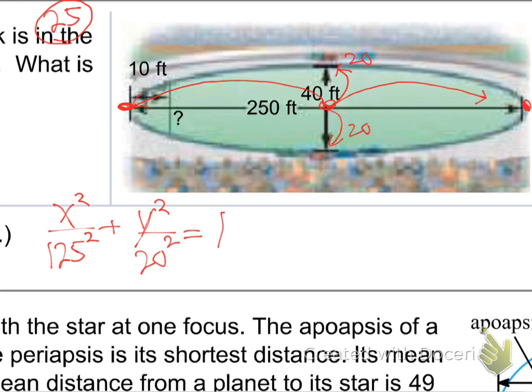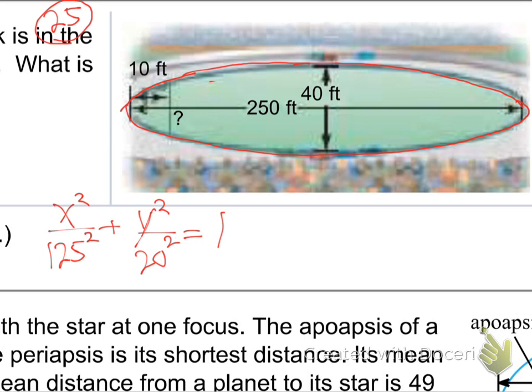So that equation, everybody good so far? What will that equation do for me? That equation will tell me the coordinates of any point on the edge. So let me draw the oval. So this oval has a bunch of points around the edge, doesn't it? And any xy point on the edge of that oval will make that equation true.